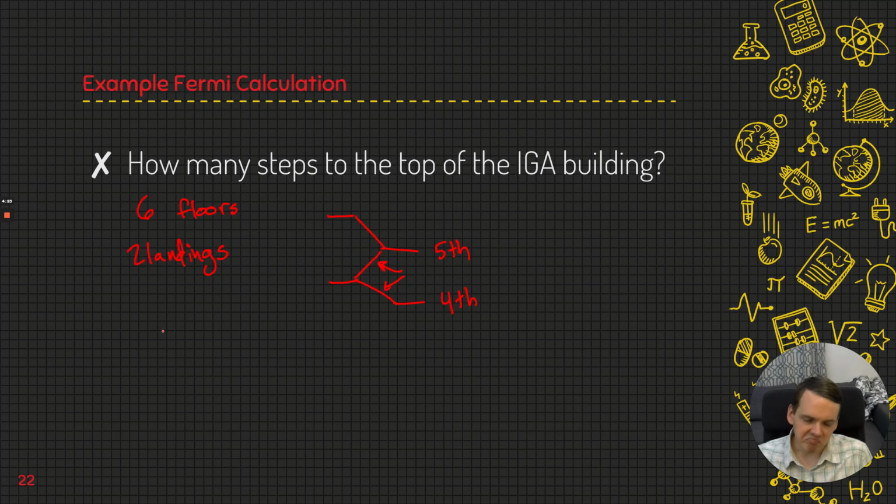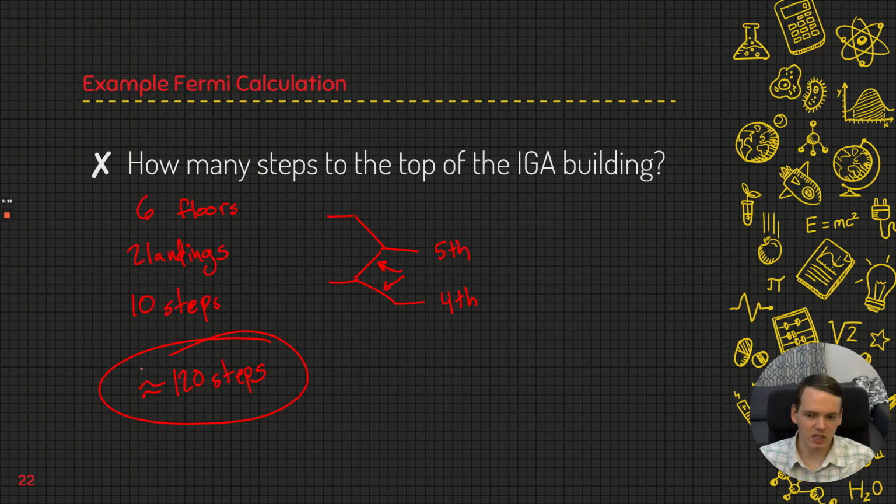And then I'm just going to pick a number, right? The number of stairs for each of those landings, I'm going to say it's about 10. Is that accurate? I don't know, but I know it's close. I know it's more than 1. I know it's less than 20, so 10 seems like a pretty good number to pick. And so if we multiply all those together, 10 steps for every landing, 2 landings for every floor, 6 floors, we get about 120 steps. So I know that there's about 120 steps to the top of the building.